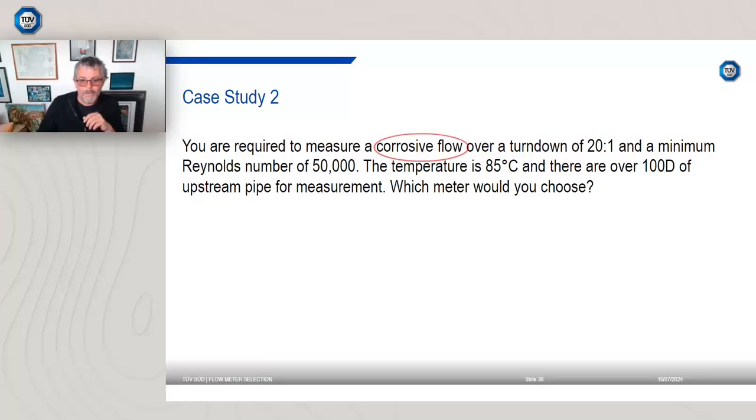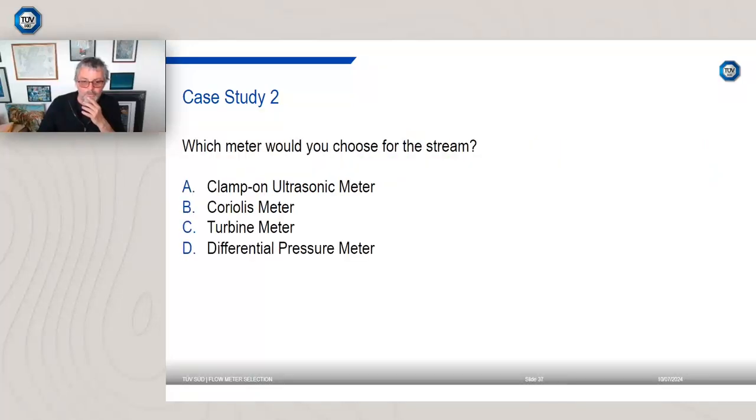Well, we've got a corrosive flow. Okay, that's the key part of this case study. But we've also got 100 D of upstream straight pipe. Which meter would you choose?